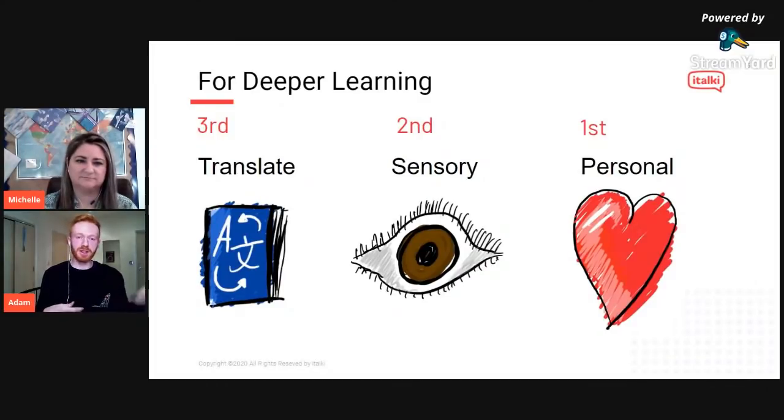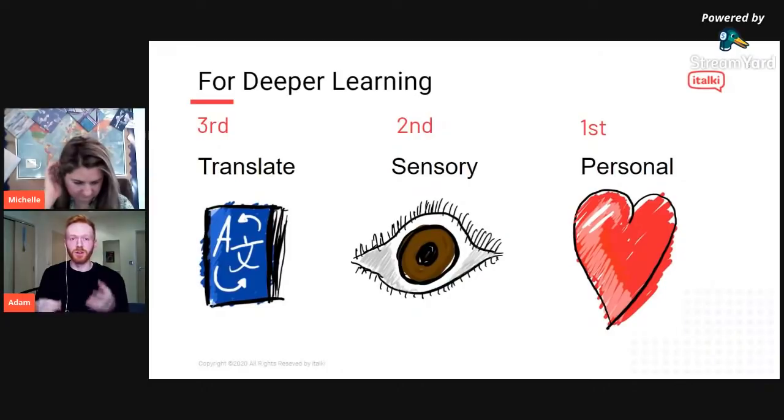So with the example with the photos, rather than using your own photos, you could use your students' photos. Or if you're talking about objects and you show them a photo, say for example, if you're learning the word for different pets and you learn the word for a dog, in the third tier, so translation, you would just be learning the word in whichever language that might be.